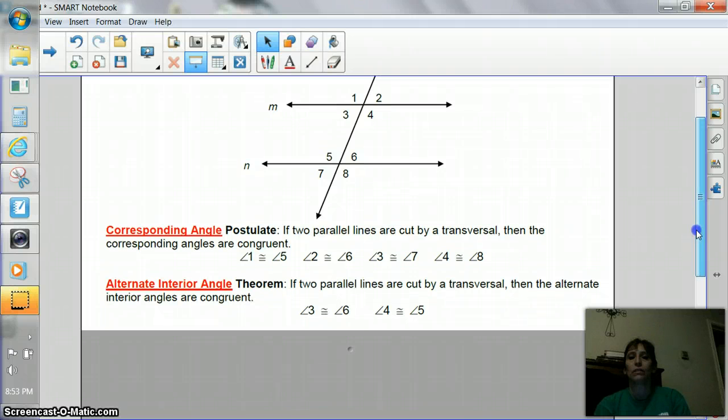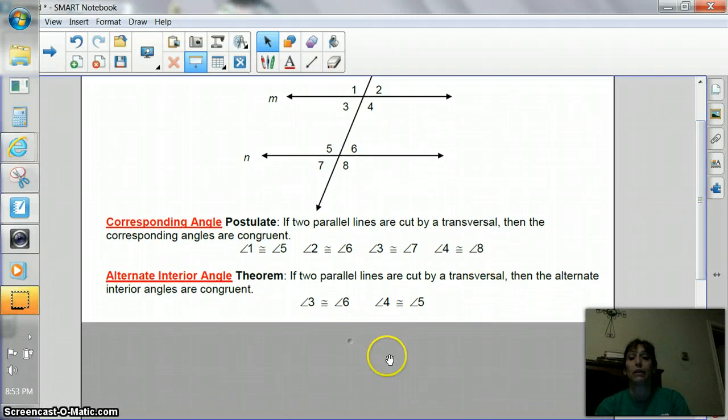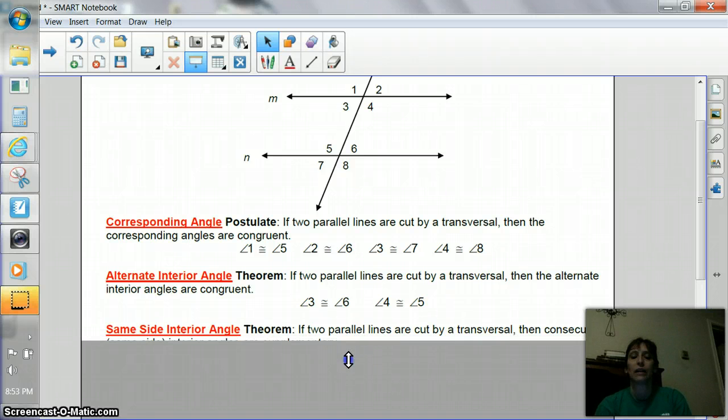Alright, okay, let's go to the next one. I'm glad to say that this video shouldn't be near as long as the last one. Alright, the next one is same side interior angles, also called consecutive interior. That's what I normally call them, because same side sounds way too easy for you.